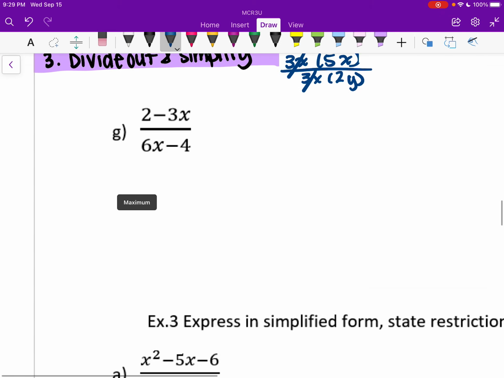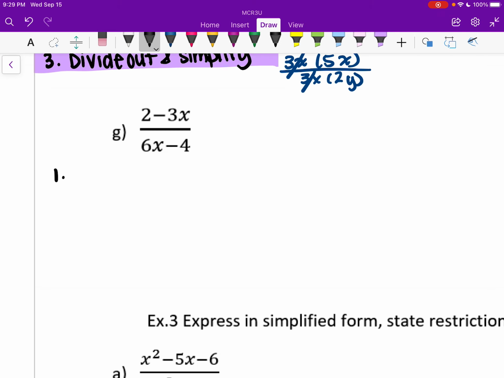So let's go here, starting with number 1, right? We have 2 minus 3x over 6x minus 4. So let's go ahead and just factor this fully. I'm actually going to factor the bottom one first because I find that easier to factor. So it's 6x minus 4. I know that 6 and 4 both go into 2, so I'm just going to pull out the 2.